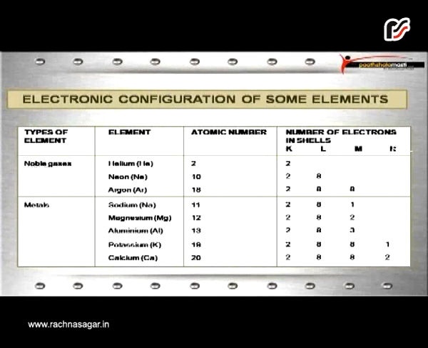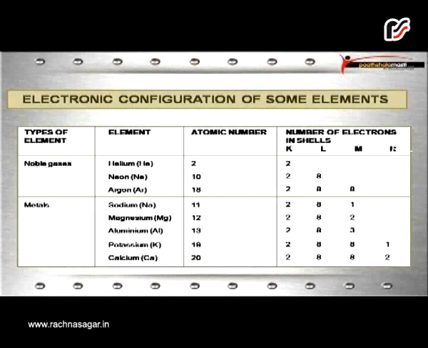Neon has atomic number 10. Its electronic configuration is 2,8. It is also stable because its second shell is full, that is its octet is complete. Argon is the third noble gas whose atomic number is 18. Its electronic configuration is 2,8,8. This is also least reactive or stable because its valence shell has 8 electrons, that is, its octet is complete. These noble gases are least reactive because they have stable electronic configuration.